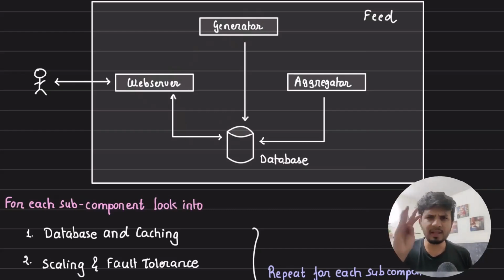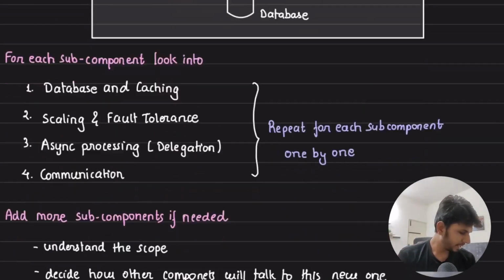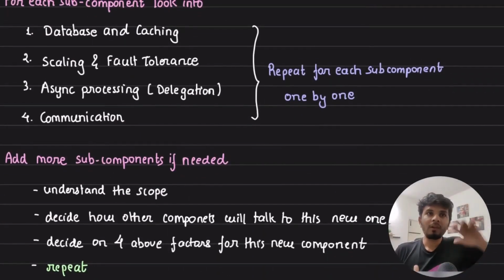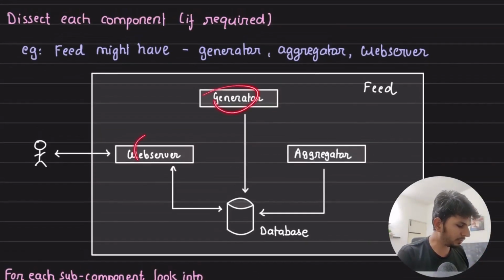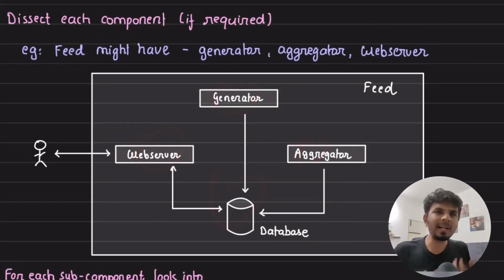These are 4 critical things that you would be looking at in all the subcomponents that you design. Because that's when you know that you are designing a good system, right? Okay, now that you went into details of each of these, you might find a need that, hey, the web server is decent enough.